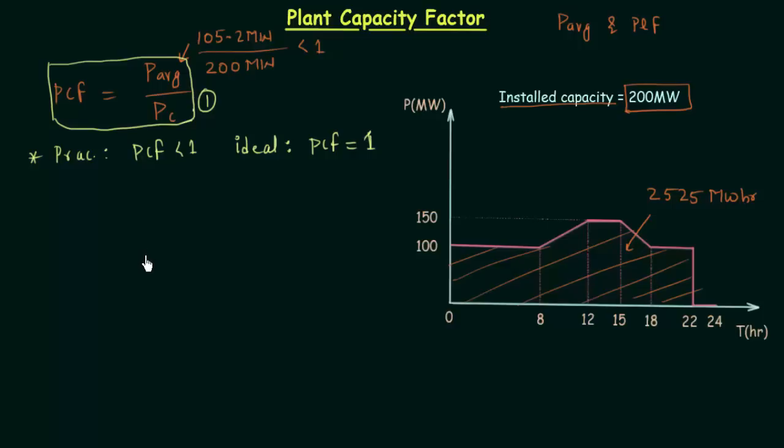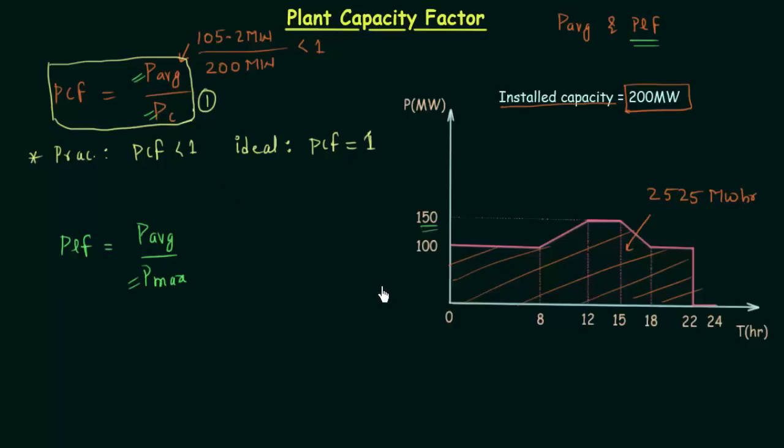You already remember what is plant load factor. We completed it in the last lecture. Plant load factor was equal to average power over the maximum power. Maximum power in this case is 150 megawatt. Now let us talk about three terms. First one is average power, second one is plant capacity, and the third one is maximum power.